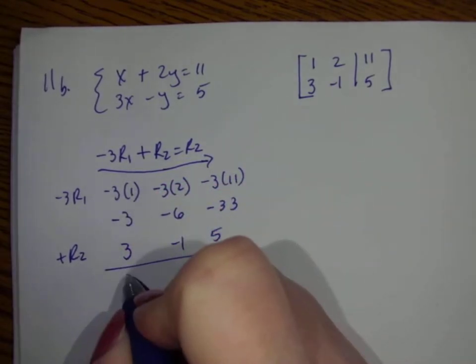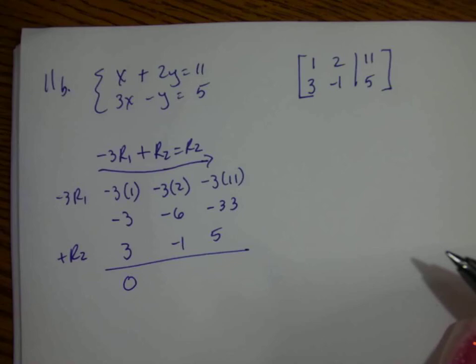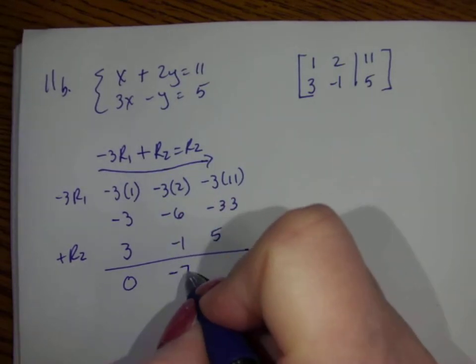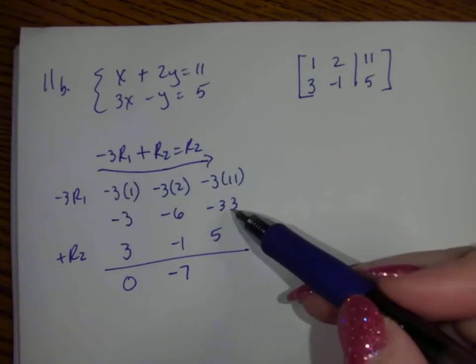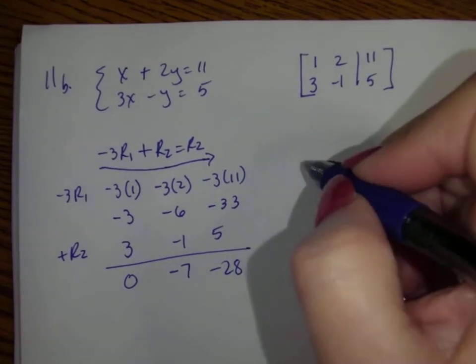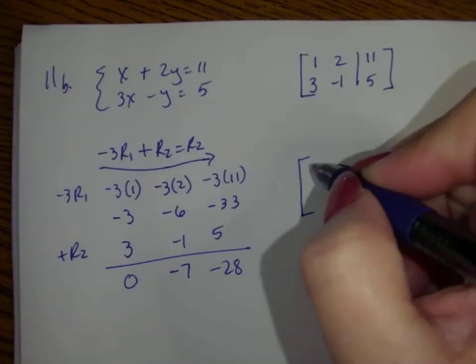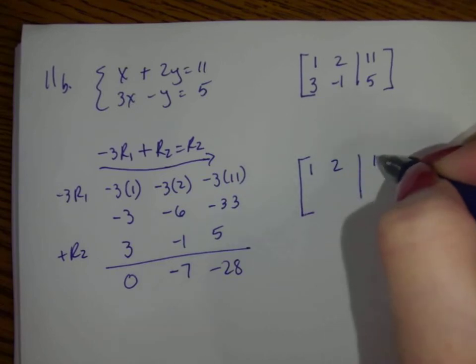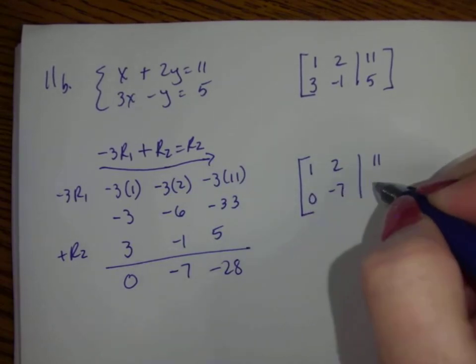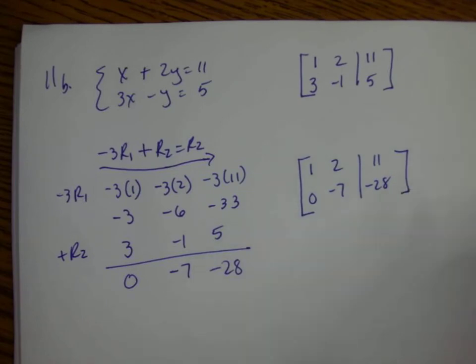And when I add those, 3 minus 3 will get me 0. Negative 6 minus 1 will get me negative 7. And negative 33 plus 5 will get us negative 28. And now we'll rewrite our matrix. So row 1 stays the same. We didn't change it, we just used it. And 0, negative 7, negative 28 is our new row 2.